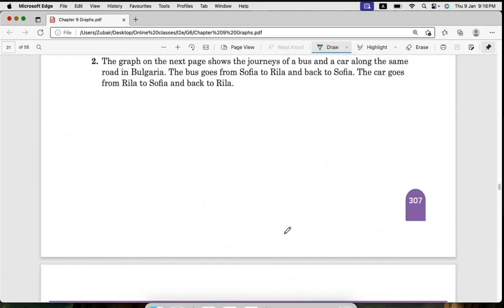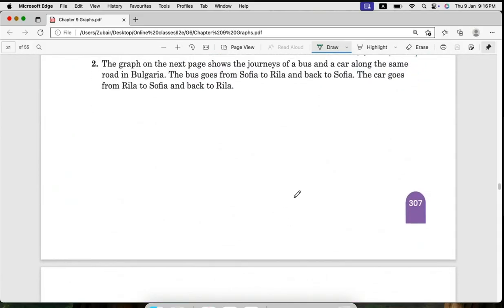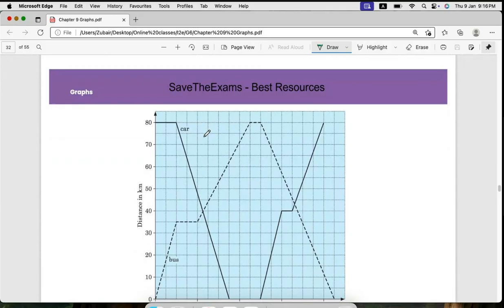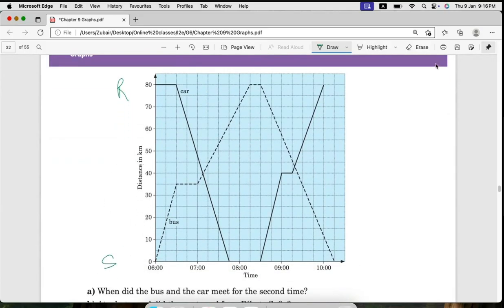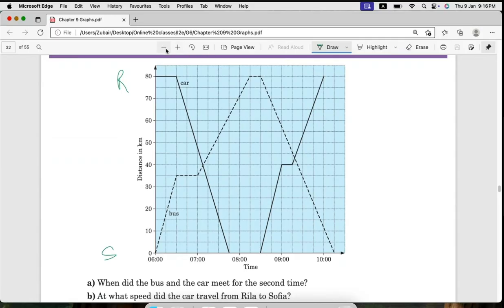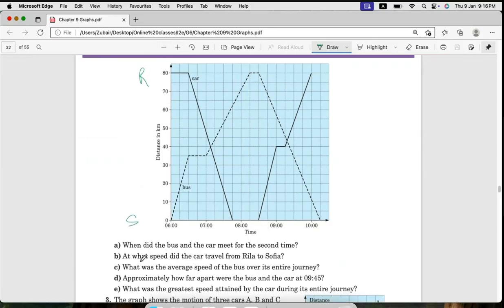Okay. The graph on the next page shows the journey of a bus and car along the same road in Bulgaria. The bus goes from Sofia to Rila and back to Sofia. The car goes from Rila to Sofia and back to Rila. So this is Rila and this is Sofia. The car is in solid line, the bus is in dotted line. Okay, try these parts. Try to answer them. When did the bus and the car meet for the second time?